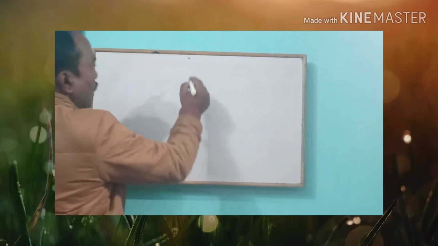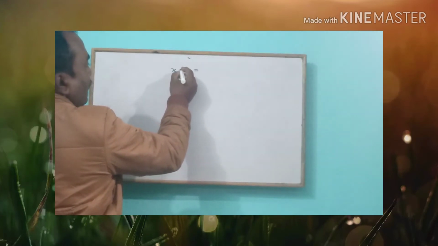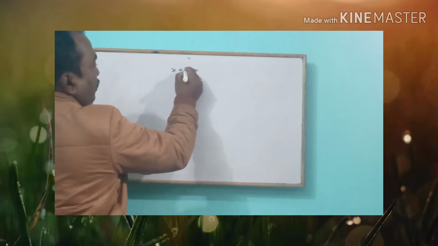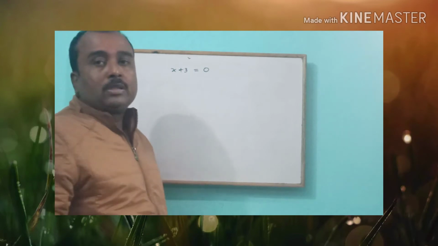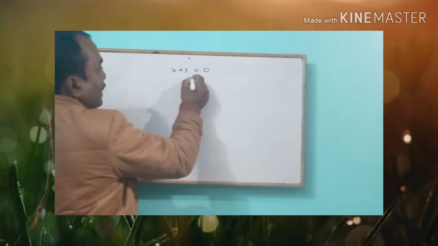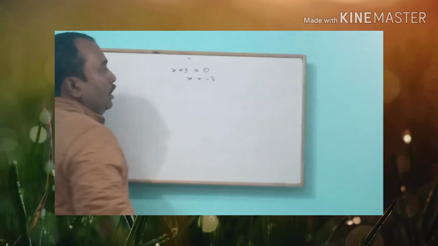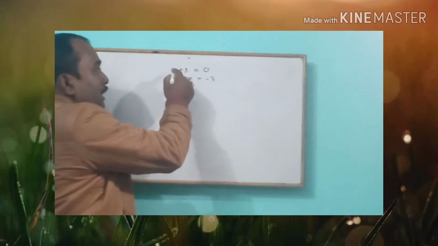Now we have already studied equations. Equations means there will be an equal to sign and some variable, equal to 0 or some other number maybe. Then from here we could easily find the value of x, that is minus 3. So this is what an equation is. This is known as a linear equation because the power of x is 1.